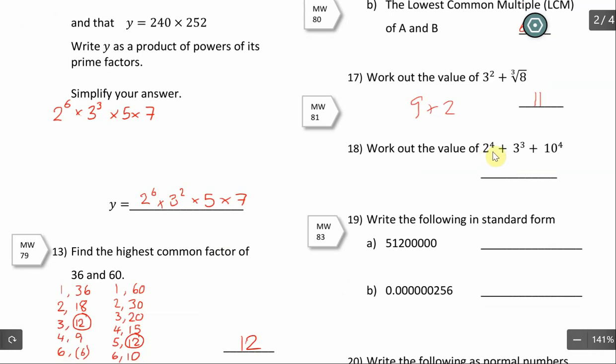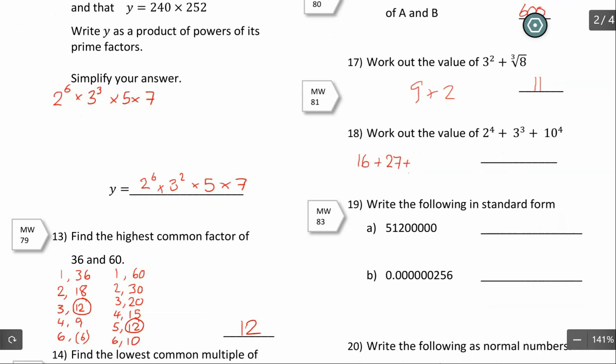Okay. Number 18, 2 to the power of 4 is 2 times 2 times 2 times 2, which is 16. 3 cubed is 27, and 10 to the power of 4 is 10,000. So this is 10,043.